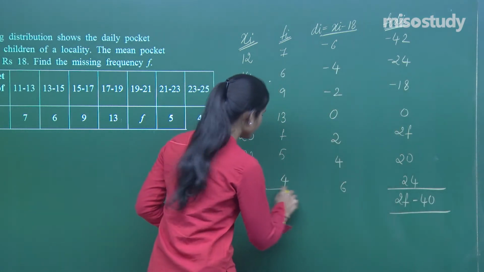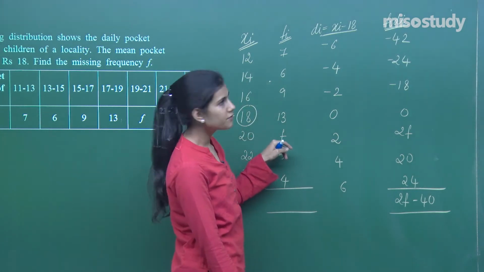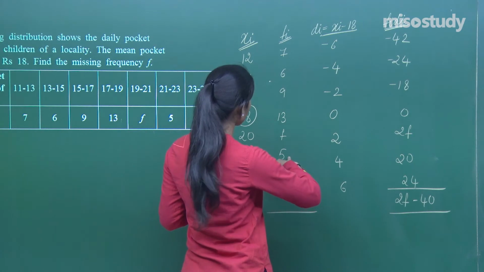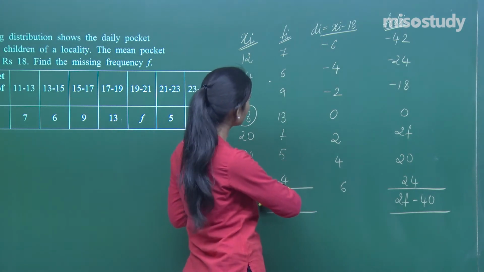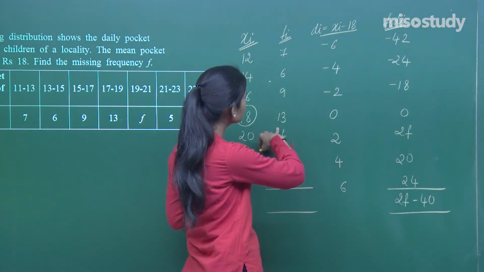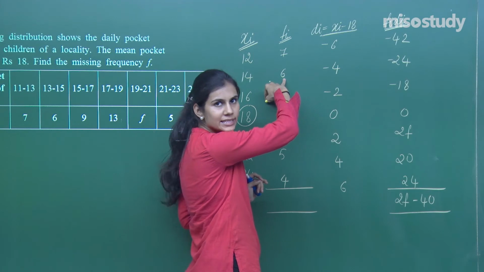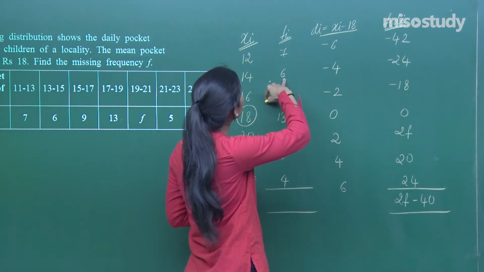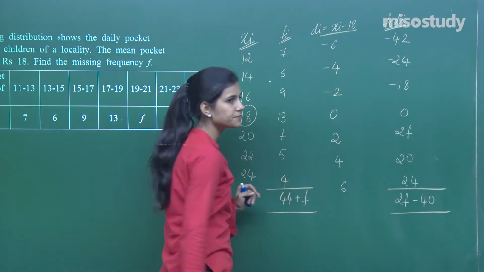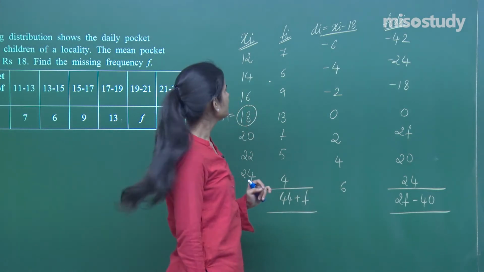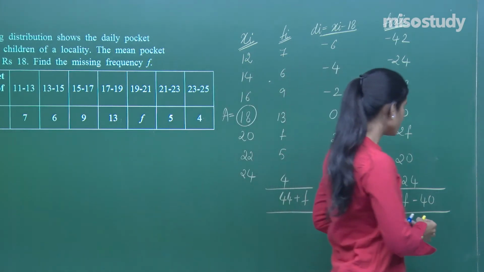Let's see what is summation fi. One of the values is f. Rest is what? 9 plus 1, 10. 10 plus 4, 14 plus 4, 18. 18 and 10 is 28 and 2, 30, 31. 31 and 6 is 37 and this is 44. So you have 44 plus f as summation fi, and 2f minus 40 as summation fi di.